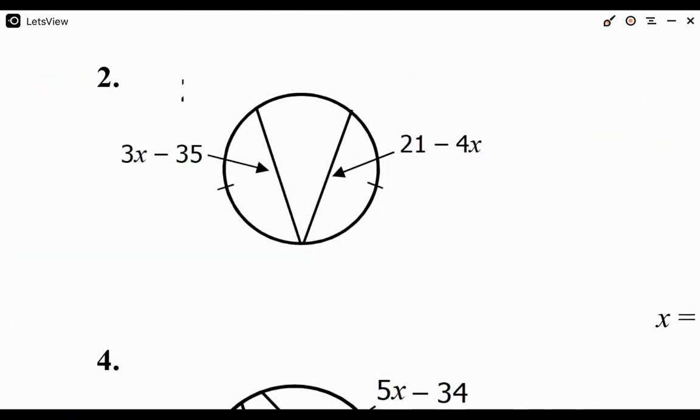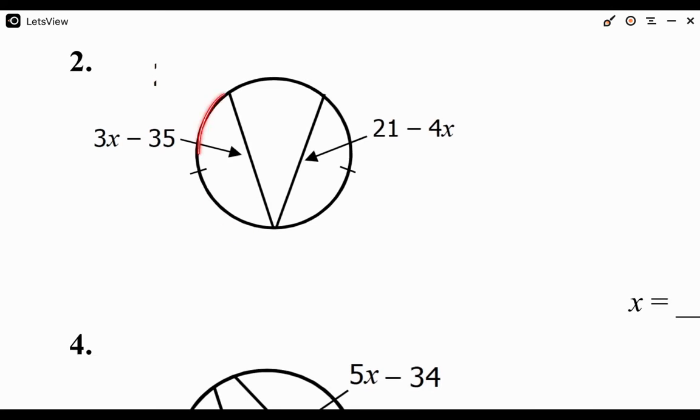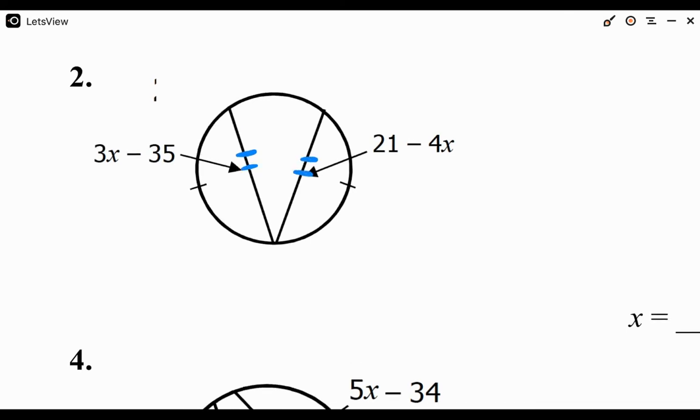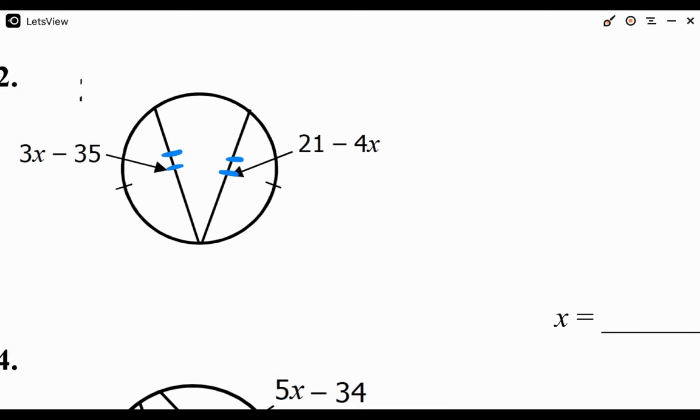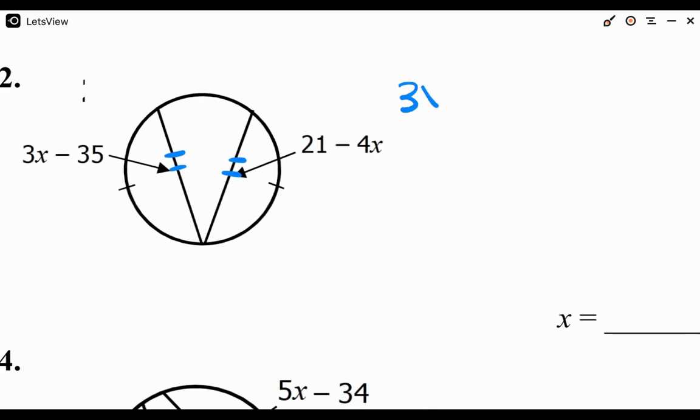Okay, number 2, we have two congruent arcs. So that means we have two congruent chords. So same thing, let's just write our equation. So we get 3x minus 35 equals 21 minus 4x. So just solve for x.